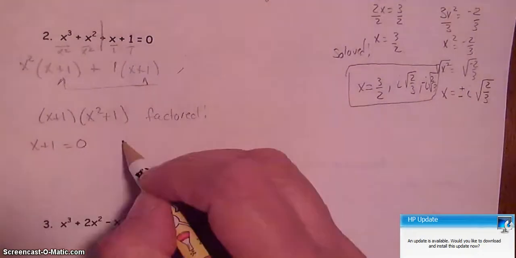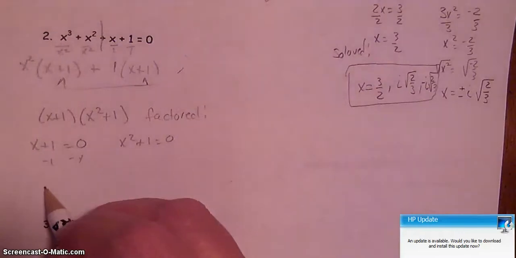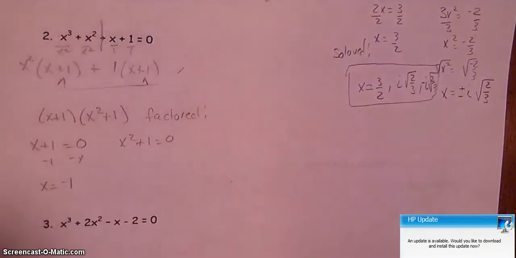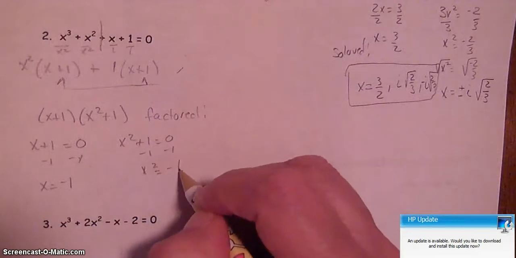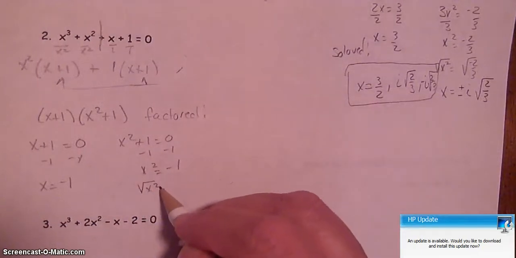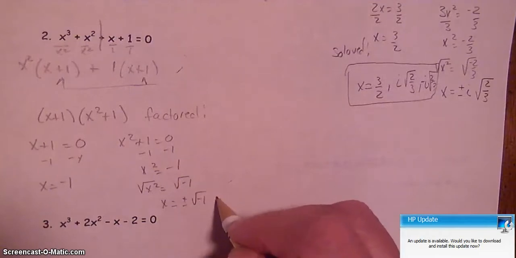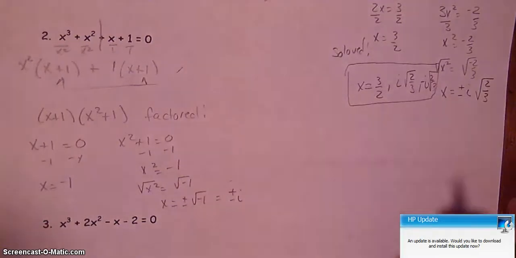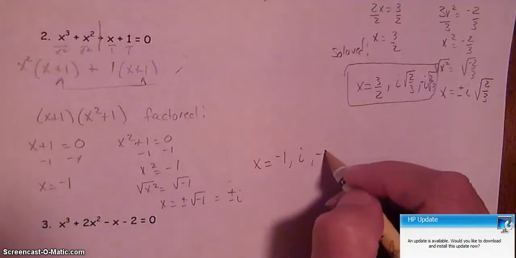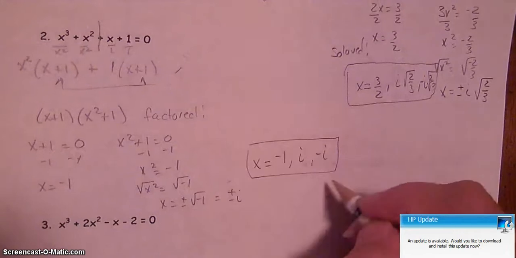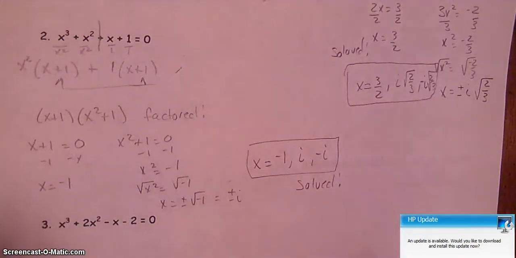I set this one equal to 0, and this factor equal to 0. Subtract 1, I get x equals negative 1, and here do the same. Minus 1, x squared equals negative 1. Take the square root of both sides, and I get x equals plus or minus the square root of negative 1, which is equal to plus or minus i. So my answer to this one was x equals negative 1, i, and negative i. So this is that problem solved. So I know how to factor, and I know how to solve.